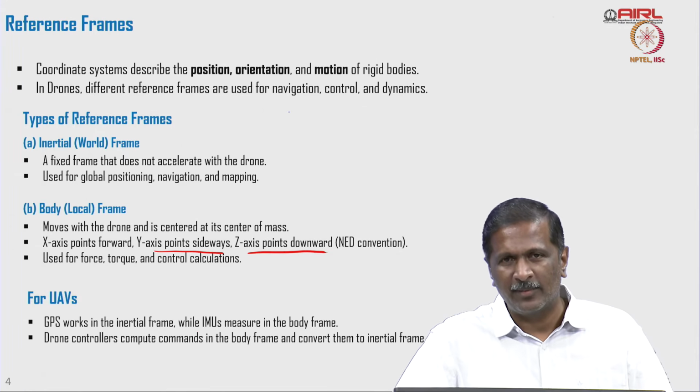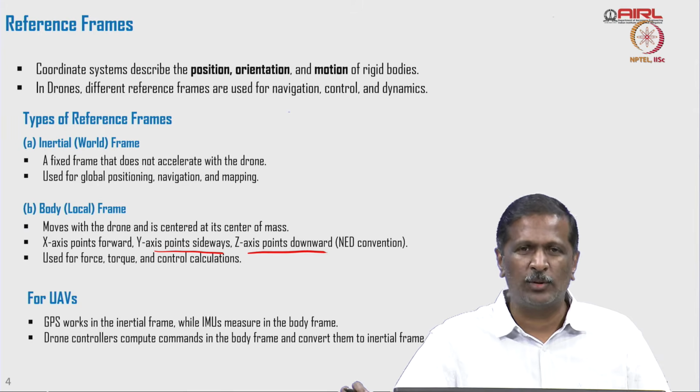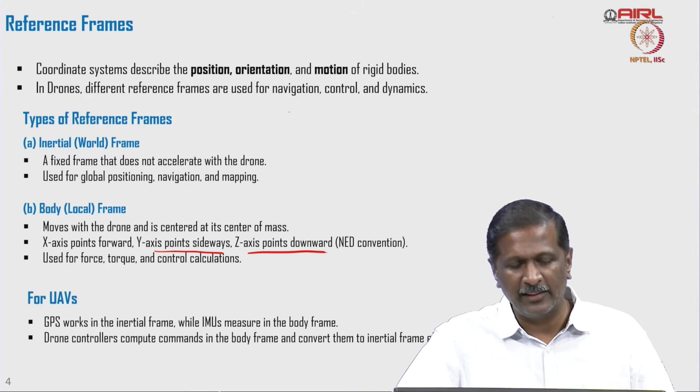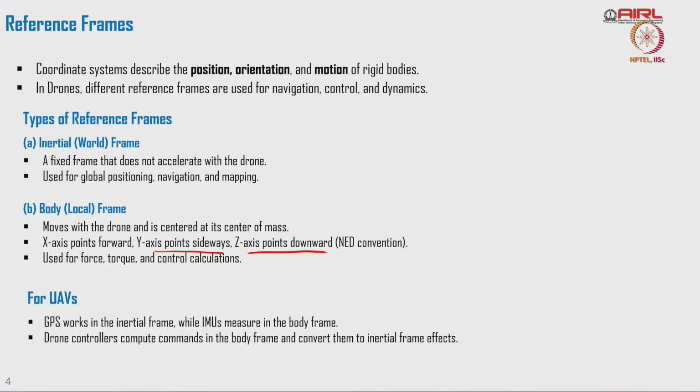For UAVs, we talk about positioning of the drone, right. We want to position a drone in a world coordinate frame, where is it, right. We define it in the inertial frame. Usually IMUs measure in the body frame. We need to transform body frame measurements into the inertial frame, right.